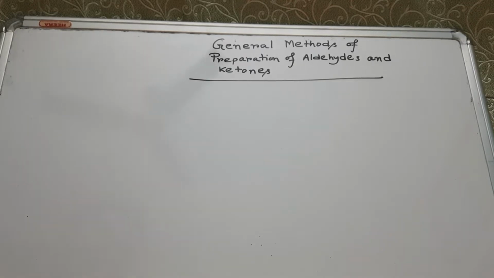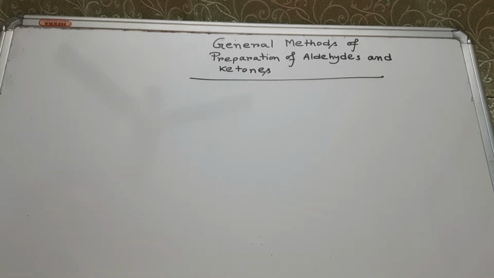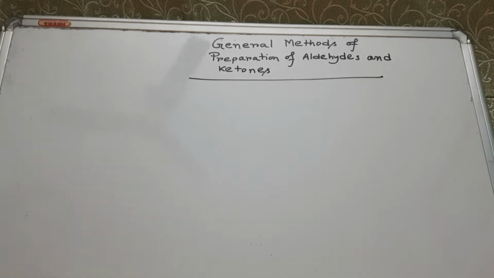In our previous class, that is tutorial 7, we discussed some general methods of preparation of aldehydes and ketones from primary alcohols and from secondary alcohols. That is, we prepared aldehydes from primary alcohols with some special oxidizing agents, and we also prepared some ketones from secondary alcohols with the help of some special kinds of oxidizing agents.